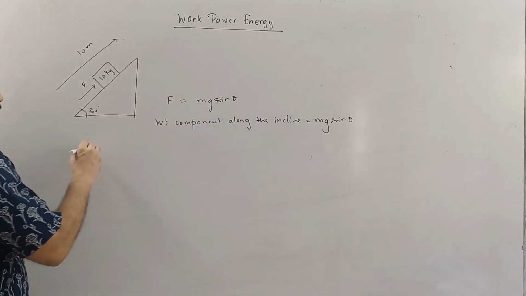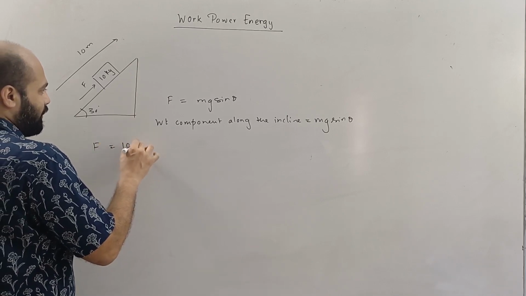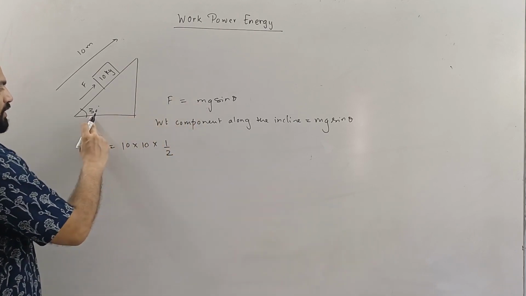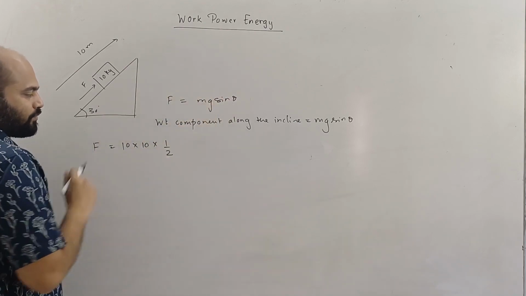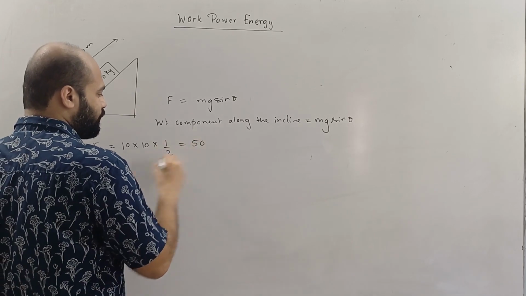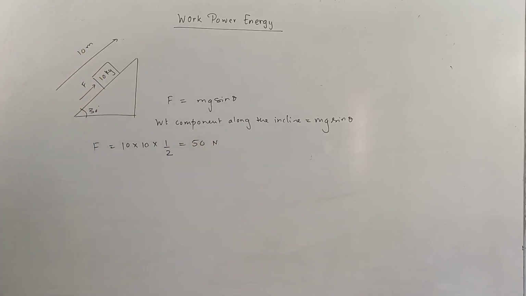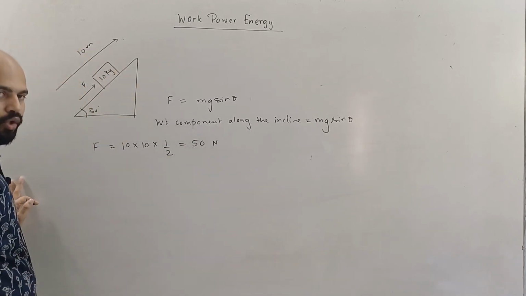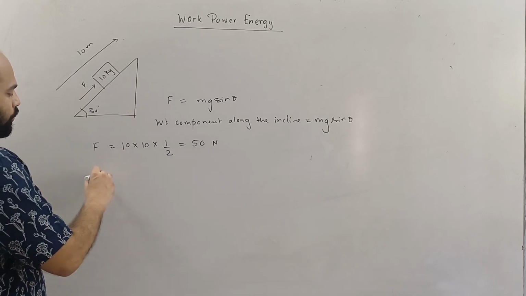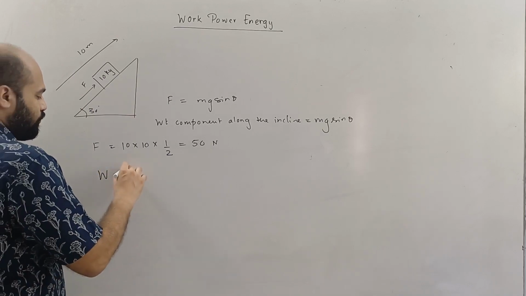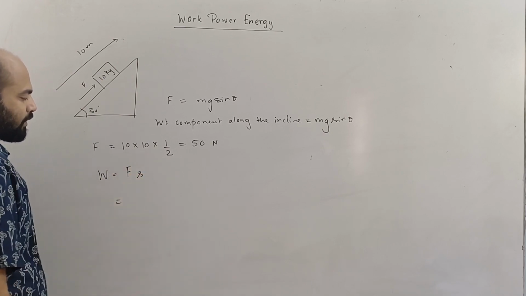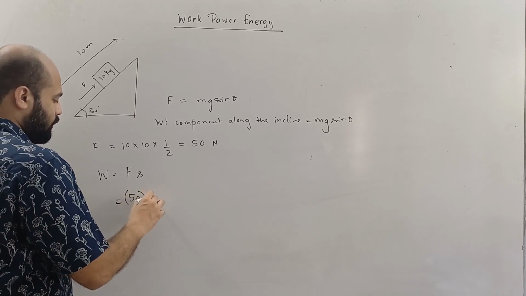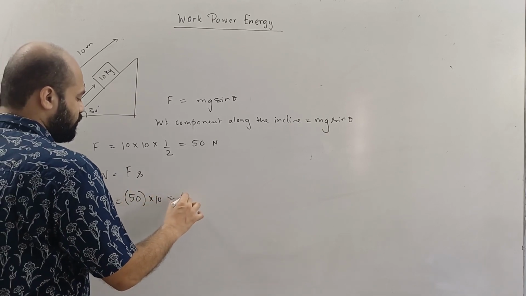So the force that is to be applied is going to be 10 into 10 into half. Why half? Is because the angle is 30 and sine of 30 is half. So this turns out to be 50 newtons. Now we have to answer this question, that to take it along at constant velocity, how much is the work done? So work done by this would be force into displacement, which is 50 into 10, which is 500 joules.